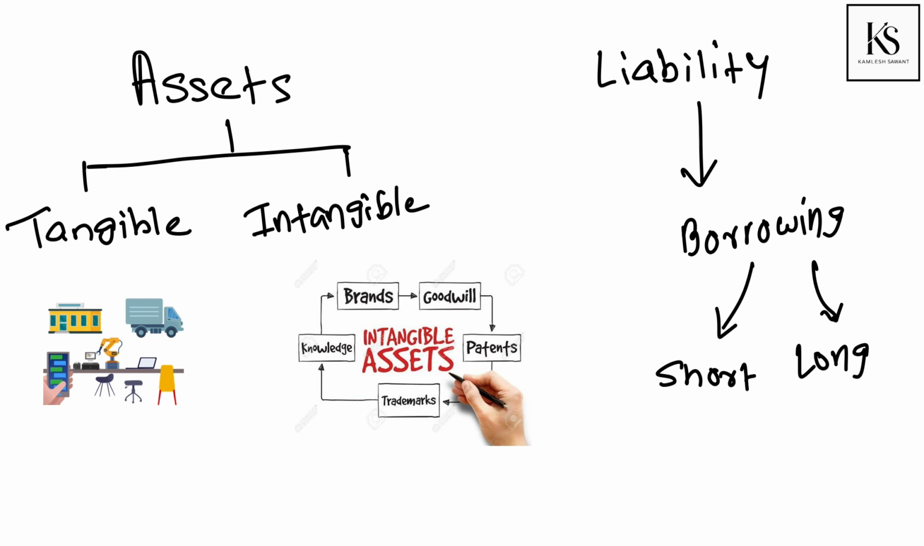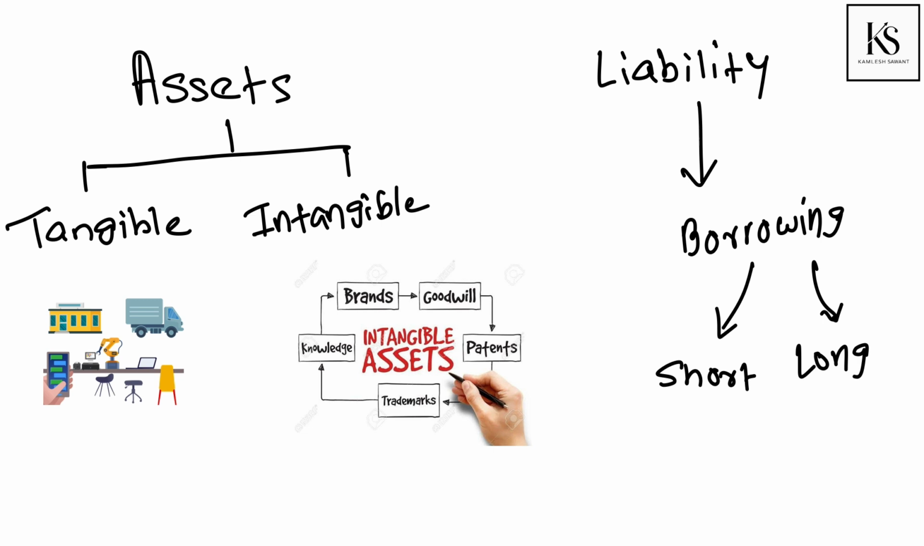Typical examples of obligation include short-term borrowing, long-term borrowing, payments due, etc. Liabilities are of two types, namely current and non-current. We will discuss these kinds of liabilities later in the video.